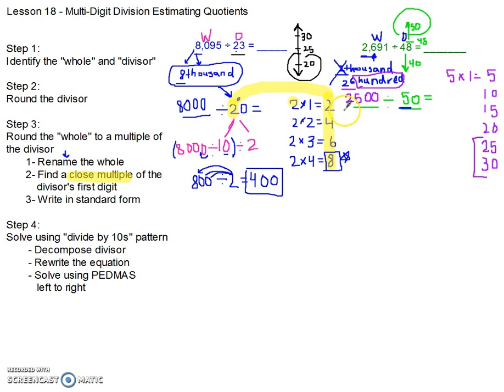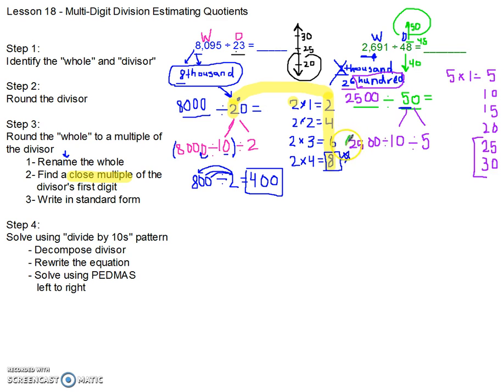So my new equation here is 2,500 divided by 50, and now I'm going to solve using patterns of 10. I take a look at my divisor, and I'm going to decompose that into a power of 10. It's in the tens place value, so I'm going to pull that out, and I know that 10 times 5 would equal 50. I'll drop down my 2,500 and add in my division signs, which gives me my new equation. Then I'm going to solve using PEMDAS.